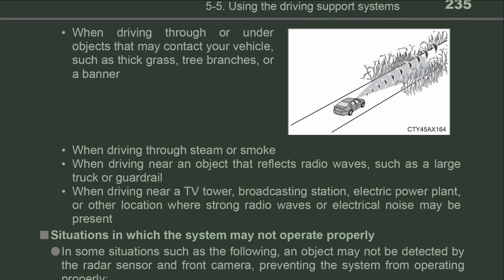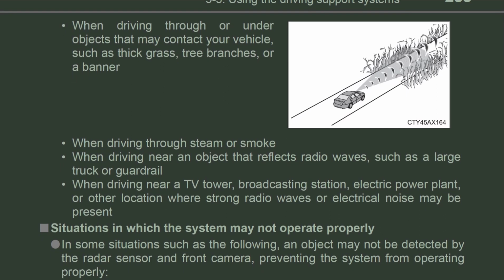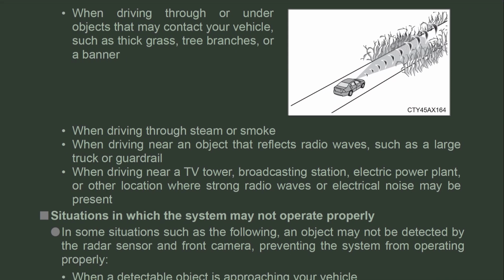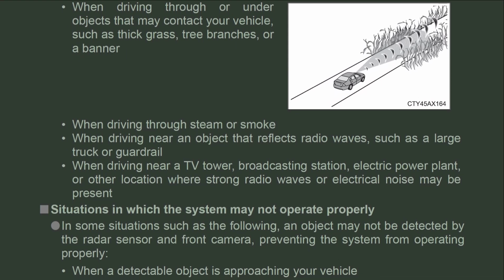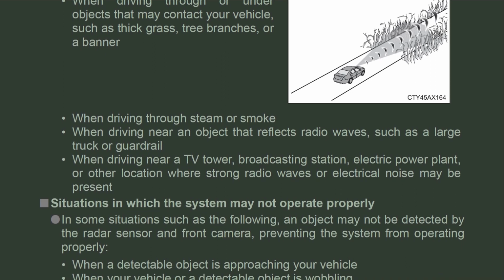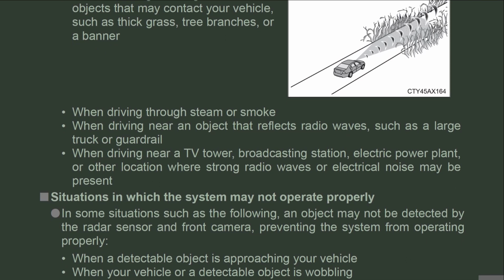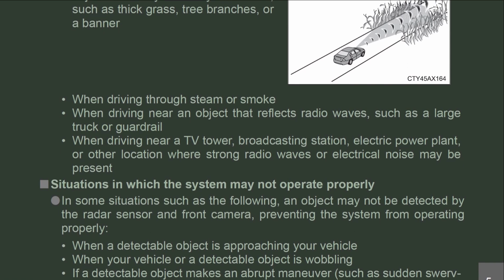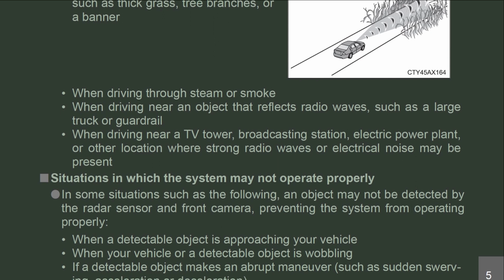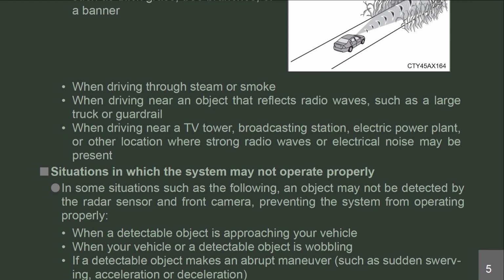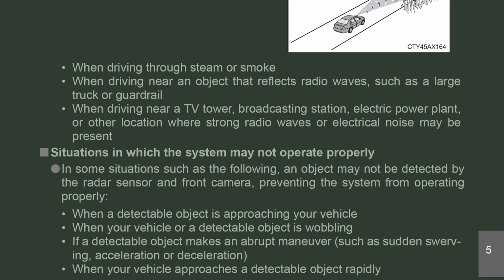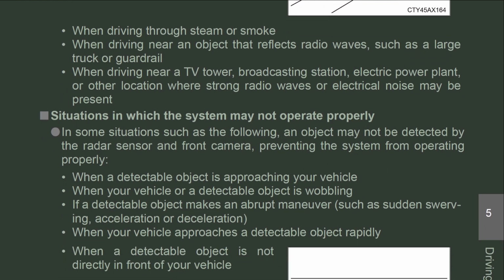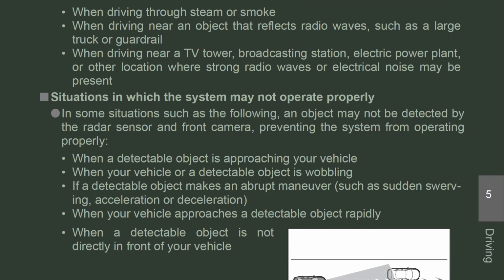5-5, using the driving support systems. 235. When driving through or under objects that may contact your vehicle, such as thick grass, tree branches, or a banner. When driving through steam or smoke. When driving near an object that reflects radio waves, such as a large truck or guardrail. When driving near a TV tower, broadcasting station, electric power plant, or other location where strong radio waves or electrical noise may be present.